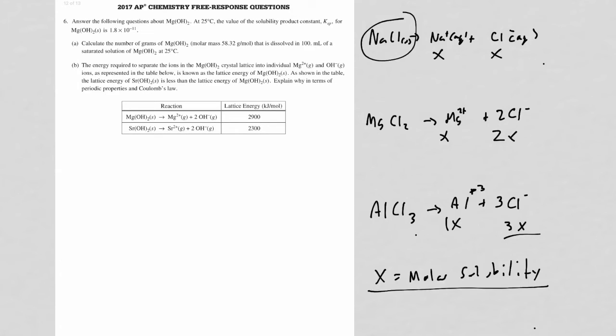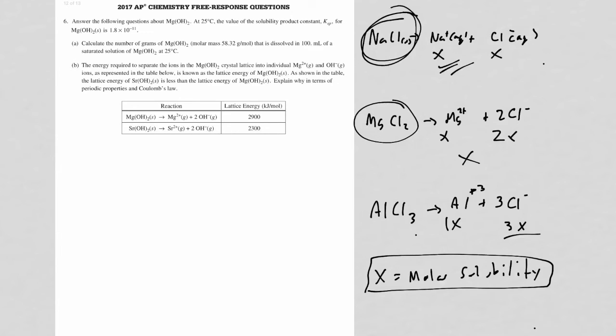And X is going to be molar solubility, right? So if you figure out what X is, then you know how many moles of this there are per liter of solution. If you figure out X for this one over here, then you're figuring out how many moles per liter you have of this. If you figure out X for this one, you're figuring out how many moles per liter you have for that. And if they give you a volume, you can get the moles because you know the molarity formula.